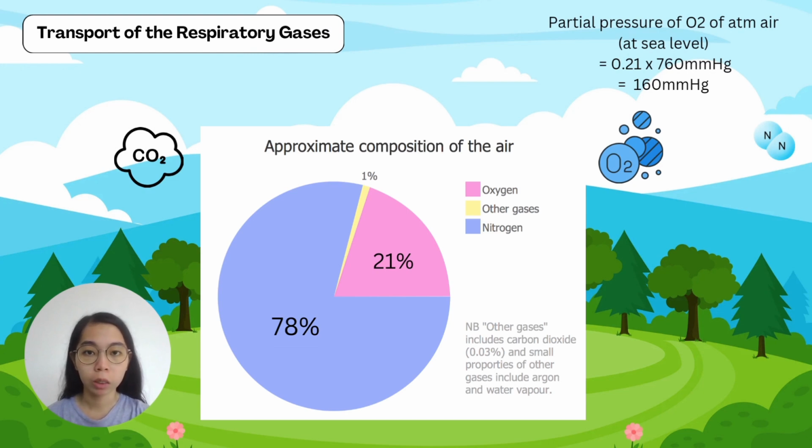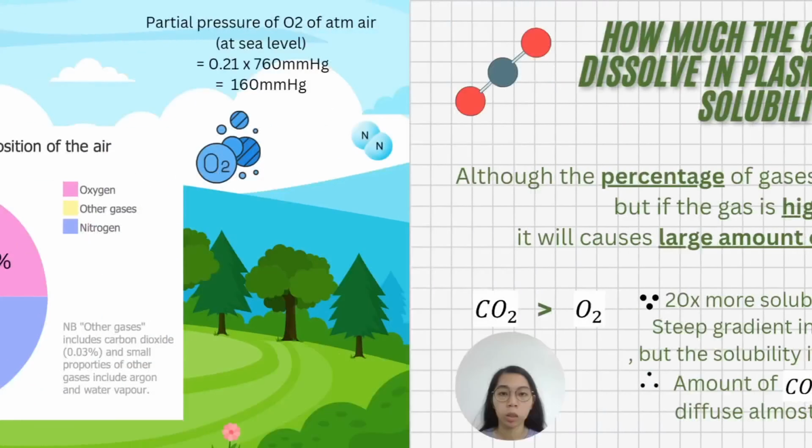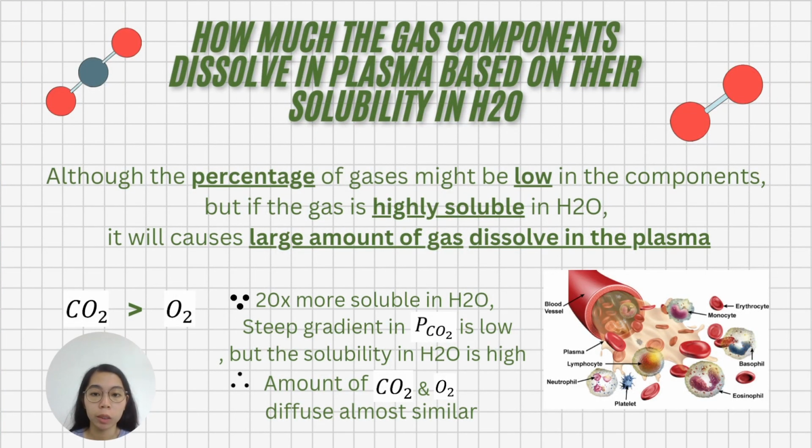So in the atmosphere, there is nitrogen gas, oxygen gas, and also carbon dioxide gas. But in the respiratory system, we only use oxygen and carbon dioxide. We will see how much of the gas components will dissolve in plasma based on their solubility in water, not only the steep gradient. So we can see carbon dioxide is 20 times more soluble in water compared to oxygen. Although the steep gradient in partial pressure of carbon dioxide is low, the solubility in water is high. Therefore, the amounts of carbon dioxide and oxygen diffused are similar.